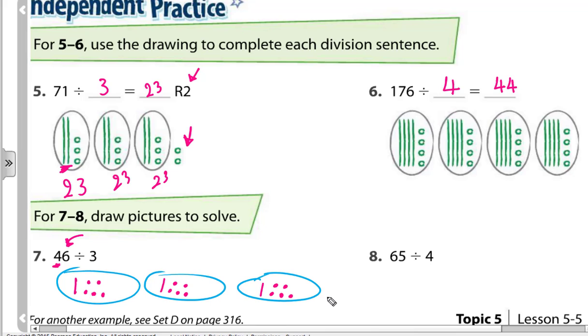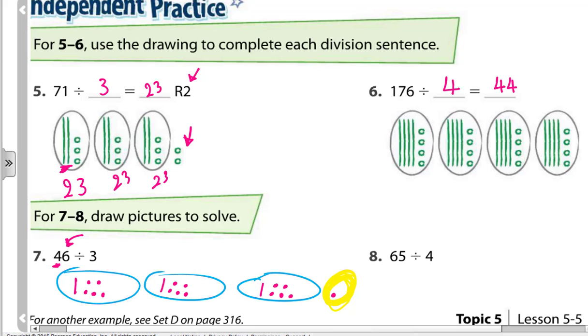We have one left. I will put the one out of all groups. It will be the remainder. Yes, of course. This one will be the remainder. This one is left over.